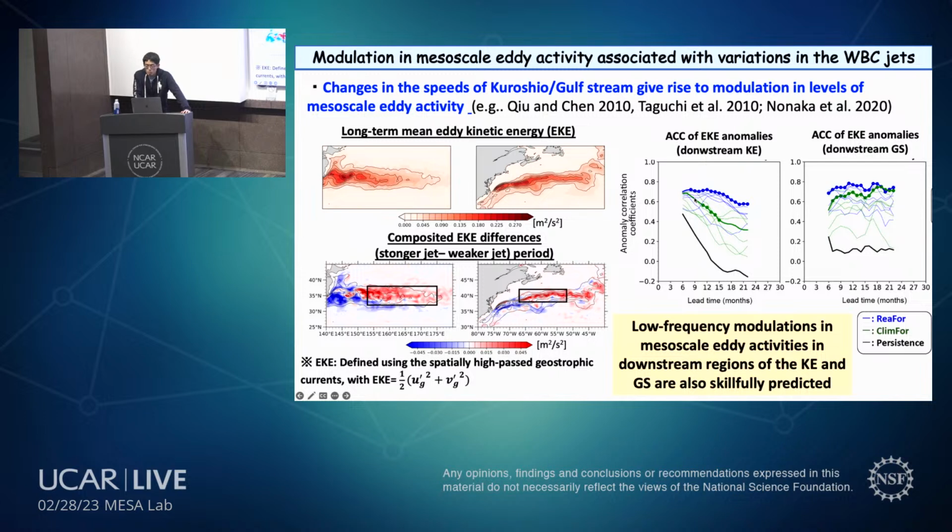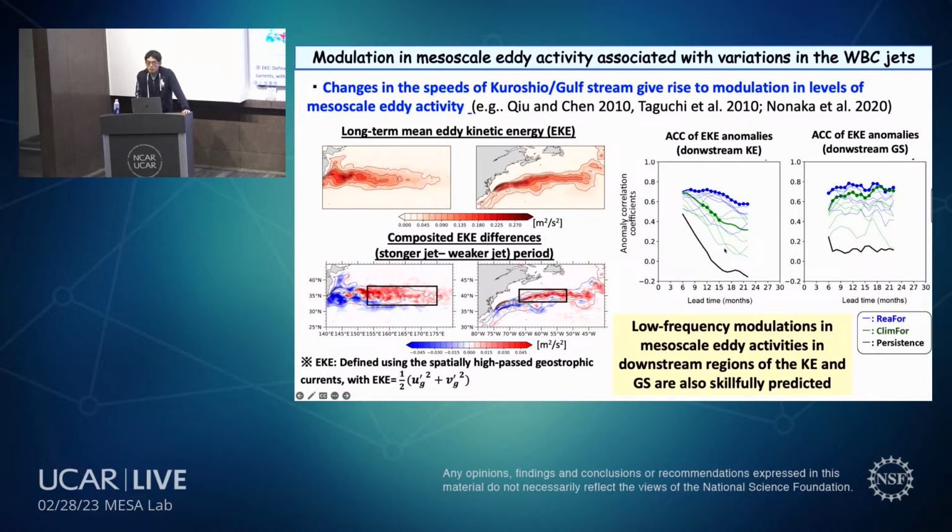And again, we show the forecast skill as an anomaly correlation coefficient and compare it with a persistent forecast. And you can see the LEAR4 experiment is skillful at predicting the low frequency modulation in mesoscale eddy activity in this downstream region of the western boundary current region in both regions. And for the CRIMPO experiment, there is a moderate decrease in skill compared to LEAR4, but it is still significantly skillful compared to the persistent forecast.